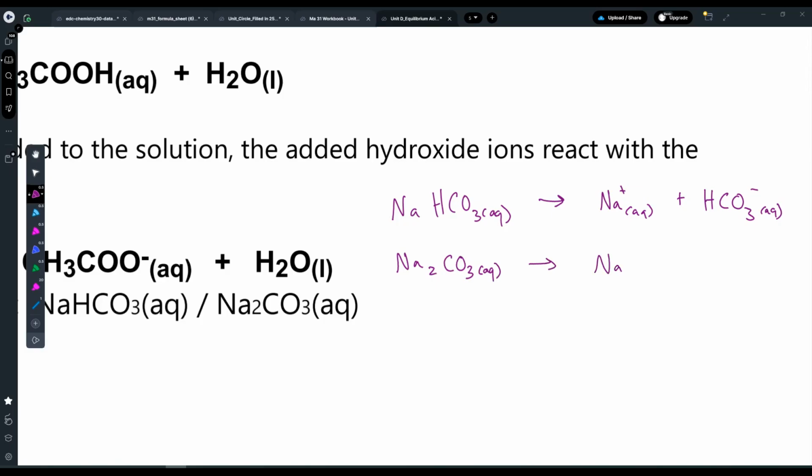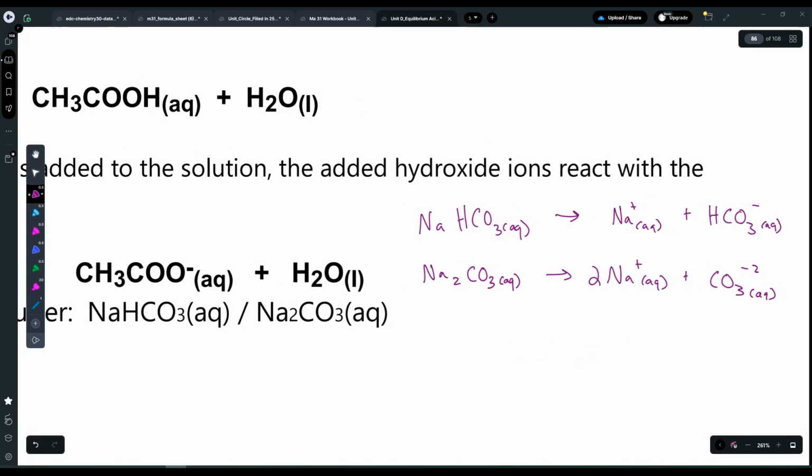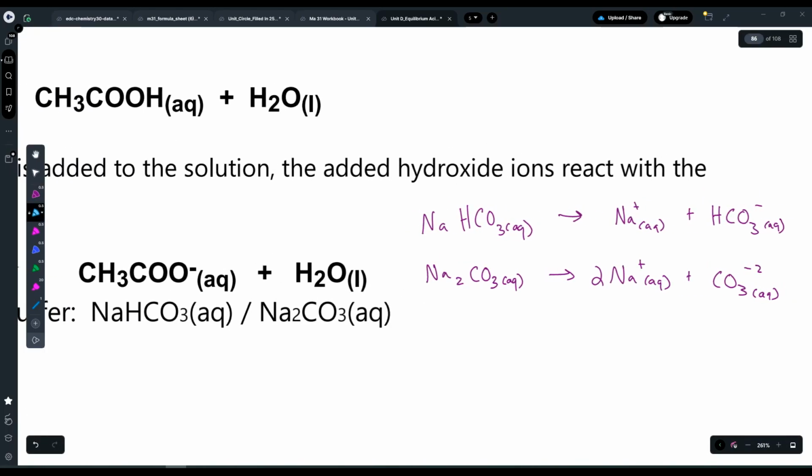again, we're just breaking it up into the cations and anions. And we're going to make sure this is balanced. The first equation was already balanced. Okay, so what that means is what is making up or what's doing the heavy lifting in the buffering solution are going to be these guys.